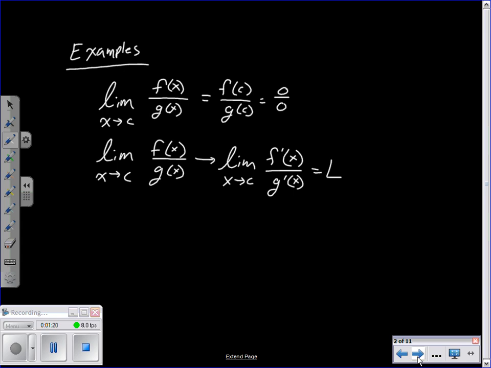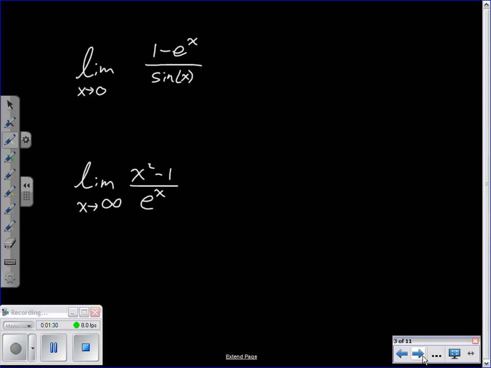Then I use direct evaluation again. I look at f prime of c divided by g prime of c, and hopefully that gives me my limit L. I know that's a very arbitrary set of functions, and it probably doesn't make a whole lot of sense unless you see a more concrete example. So let's look at something like this.